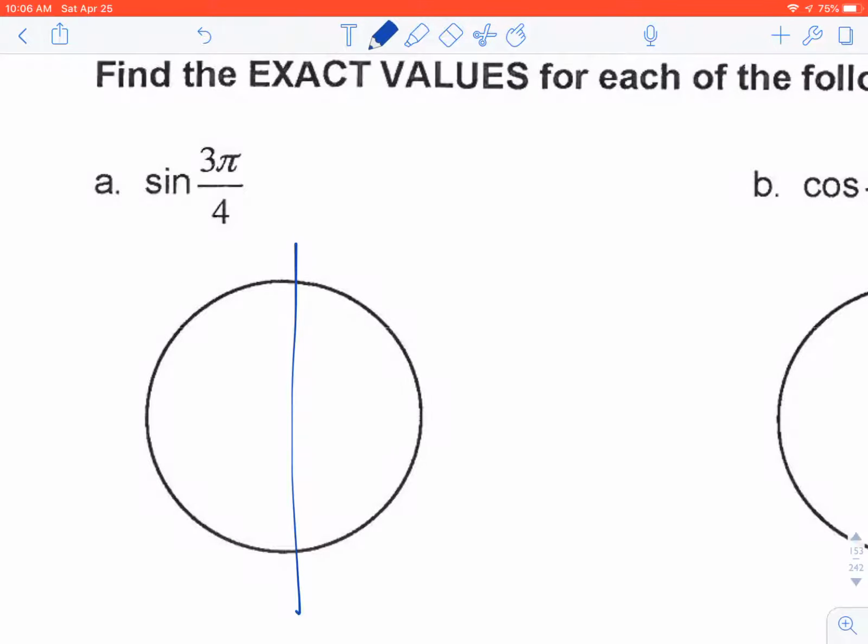Okay, also, before I start, remember your points on the unit circle. If you remember the points for each family, your pi over 6, pi over 4, pi over 3, that will help to make this a lot easier.